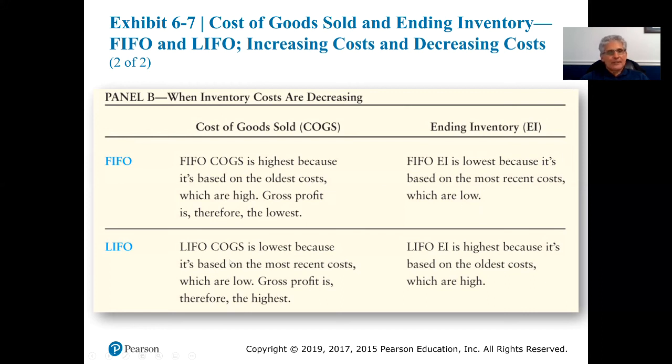Under the LIFO method, the cost of goods sold will be lower because it's based on the most recent costs, which are low, and gross profit will be the highest. Therefore, under LIFO, ending inventory is going to be highest because it's based on the oldest costs, which are higher. If you can get this down, you've got inventories down, because it's not complex, it's just trying to remember everything in its relationship.